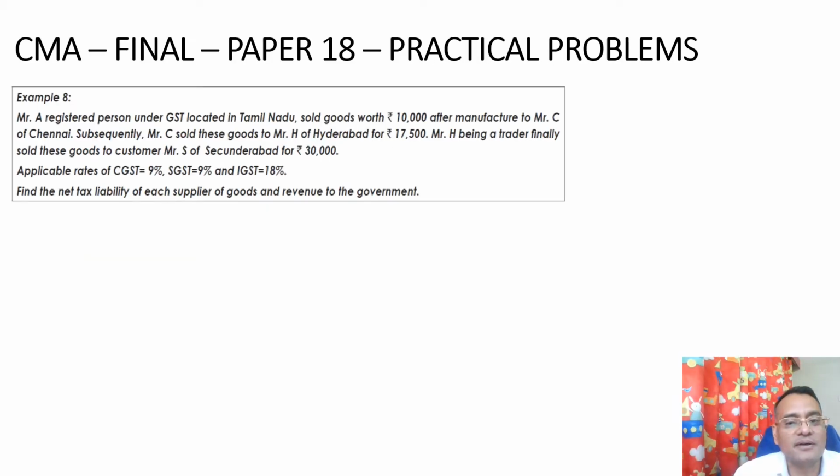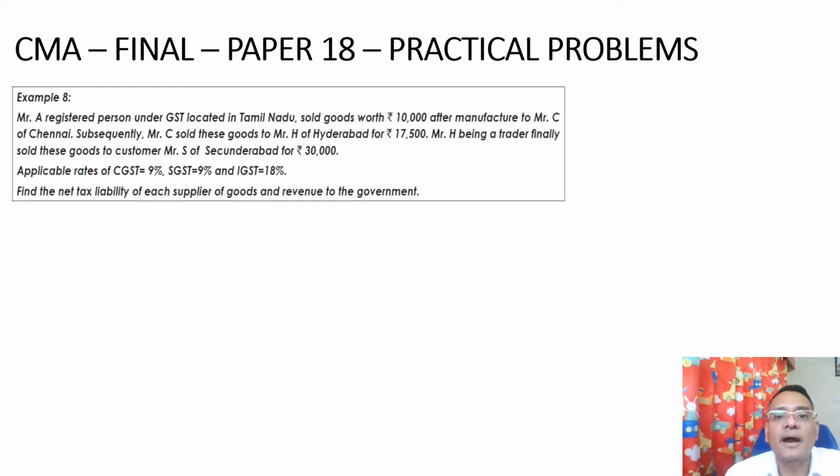Let's start with the first problem. Mr. A, registered person under GST located in Tamil Nadu, sold goods worth rupees 10,000 after manufacture to Mr. C of Chennai. So the supplier is located in Tamil Nadu and the buyer is also located in Tamil Nadu.